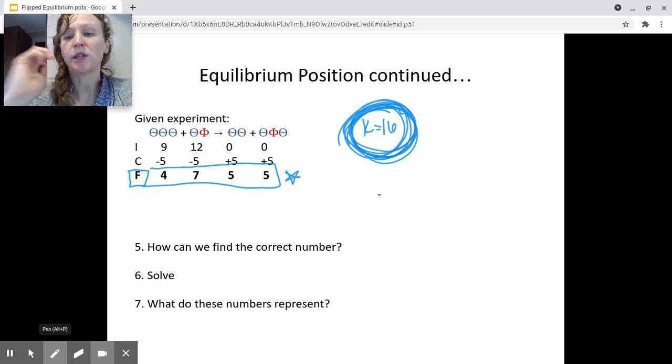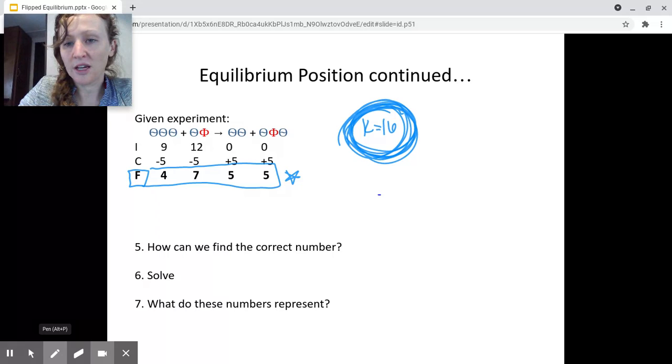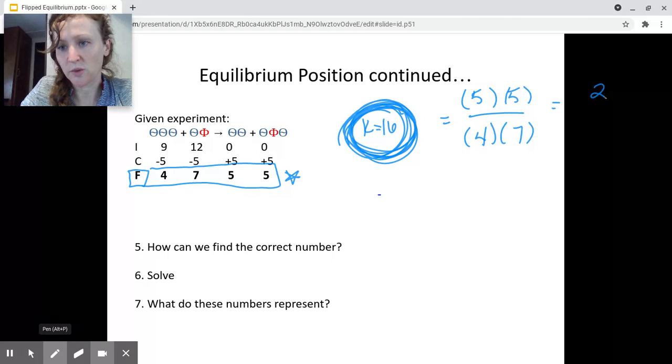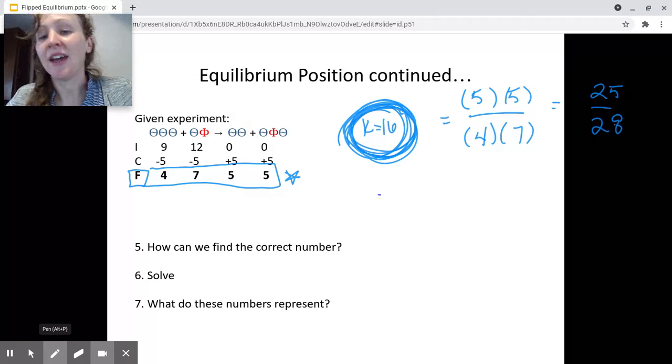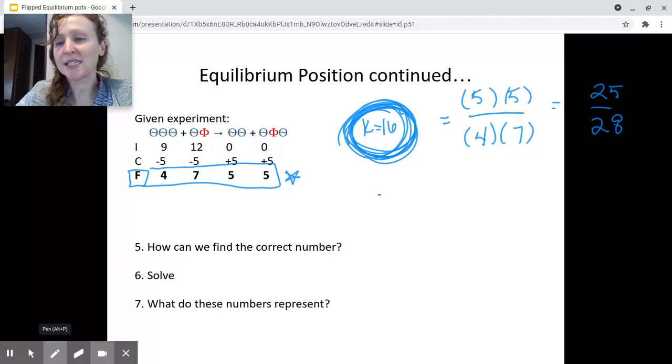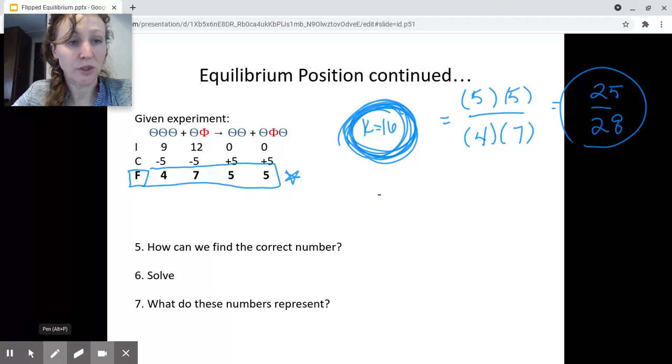So let's do that. We have our K, it's equal to our products raised to their coefficients, which is just 1, over our reactants raised to their coefficients, which is just 1. So we have 25 over 28 here. And I don't even have to do the division. I can see automatically that this is not equal to 16. It's less than 1, right? So whatever it is, it doesn't matter. It is not equal to 16.